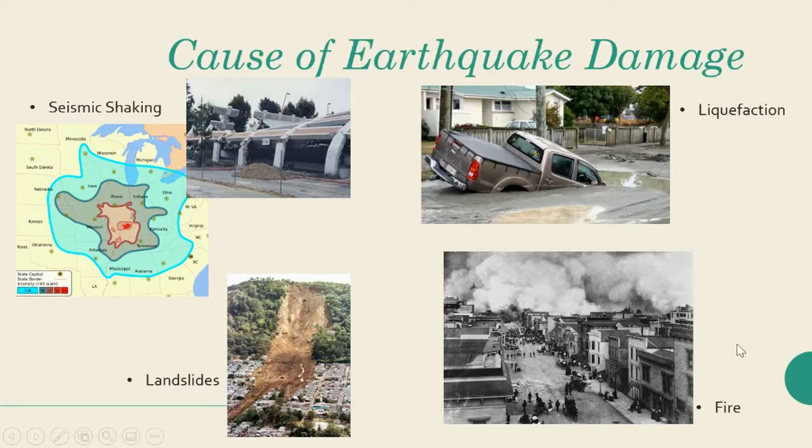And then, of course, fire. Fire occurs during earthquakes because gas mains break from the shaking, power lines are down to create a spark, a fire ensues, and firefighters come to put out the fire, and the water mains are broken, so they don't have any water to put out the fire. So fire can be really devastating.